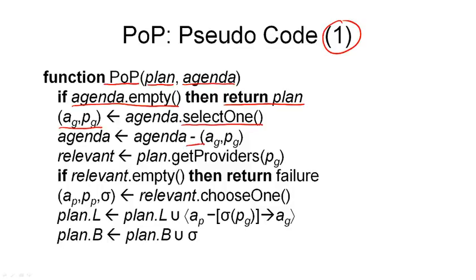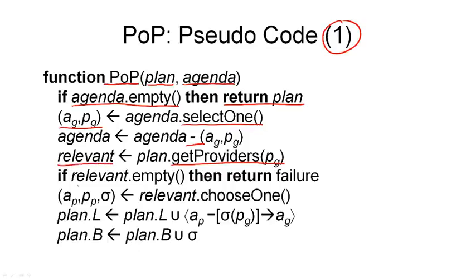Then we have to compute all the providers for our chosen precondition PG. A provider, of course, can be any action that has an effect that can unify with PG. This could be an action that is already in the plan, or it could be a new instance of an operator that we introduce into the plan. So this gives us our set of relevant actions.